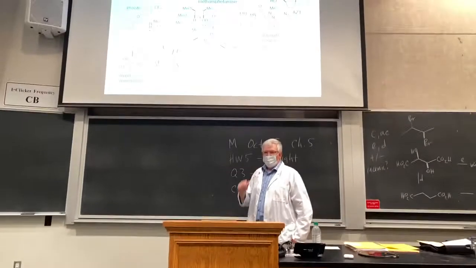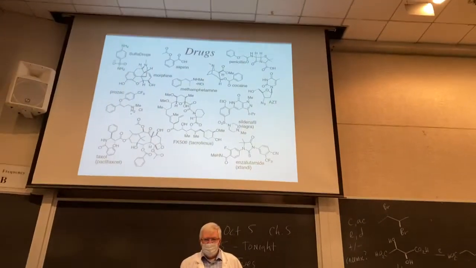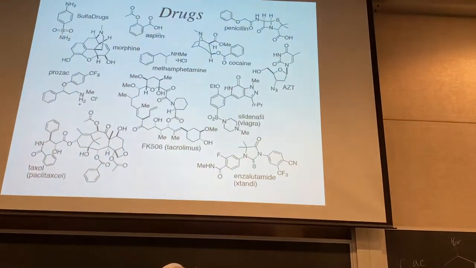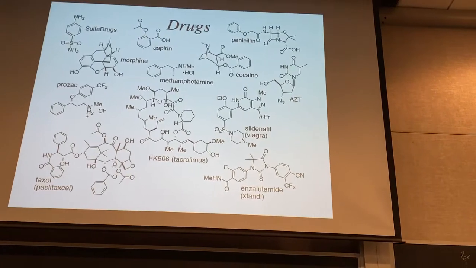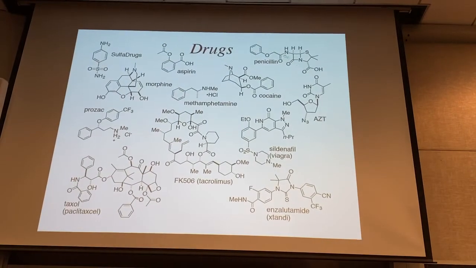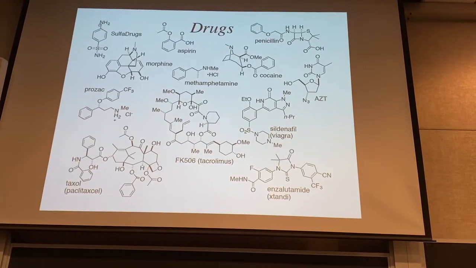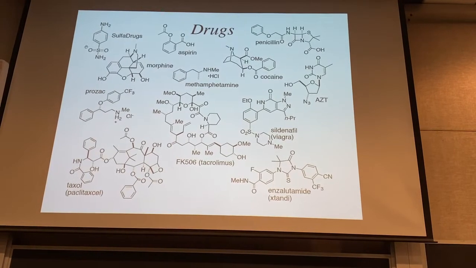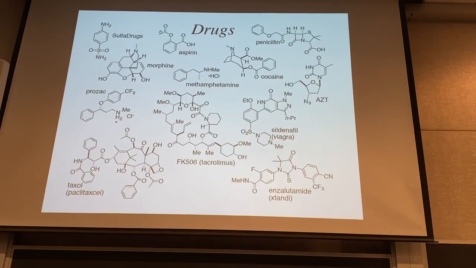We have our drug diagram here with a lot of different drugs, and I think we went through this a time or so ago, and we talked about stereocenters, and some of these are not chiral. There are no stereocenters in sulfa drugs, aspirin, sildenafil, Xanax. But even some of the simpler drugs like methamphetamine, Prozac, cocaine, certainly there's 2 stereocenters.